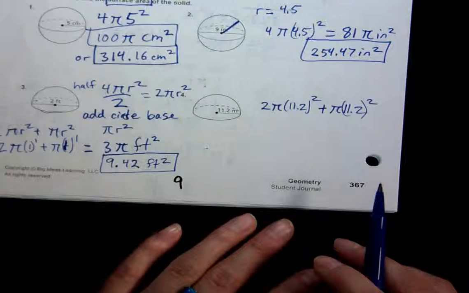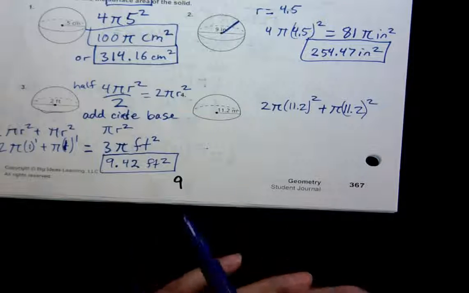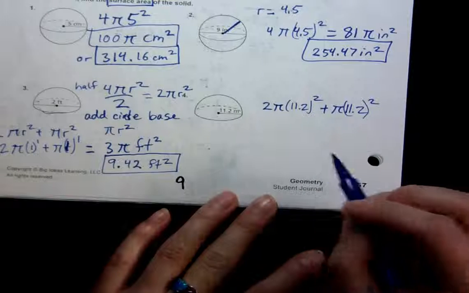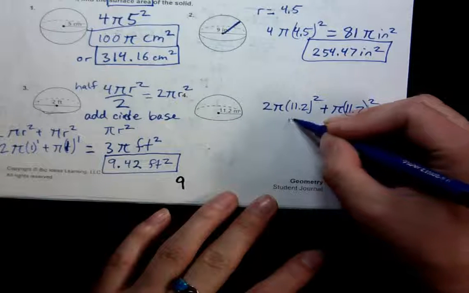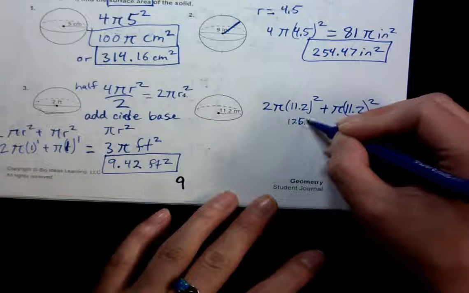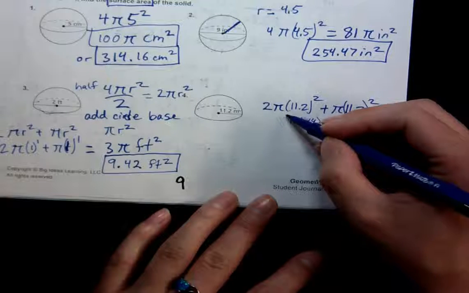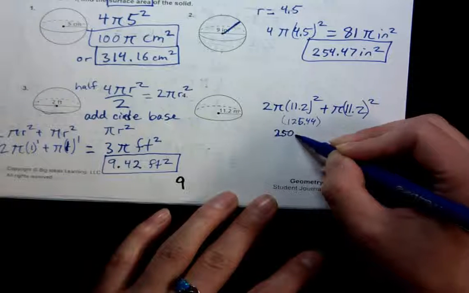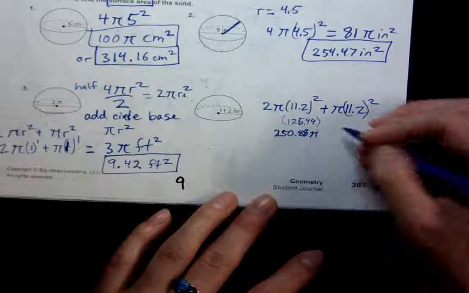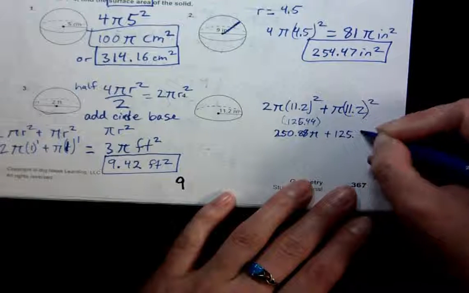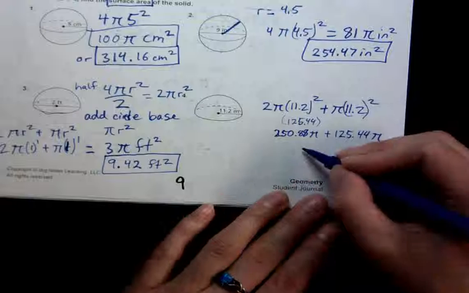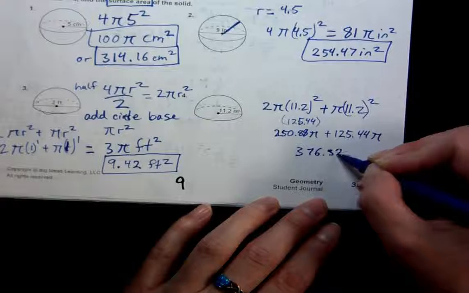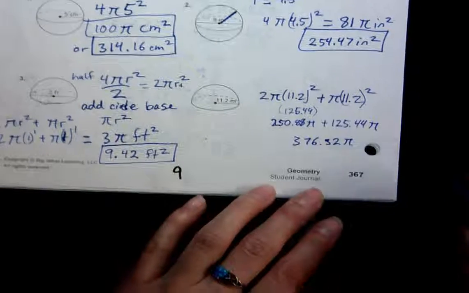Do you want to ask someone to help you, someone who already did the math? Alright, what did you guys get for 11.2 squared? I got 125.44. 125.44. And then times 2. 250.88 pi plus 125.44 pi. So 376.32 pi.